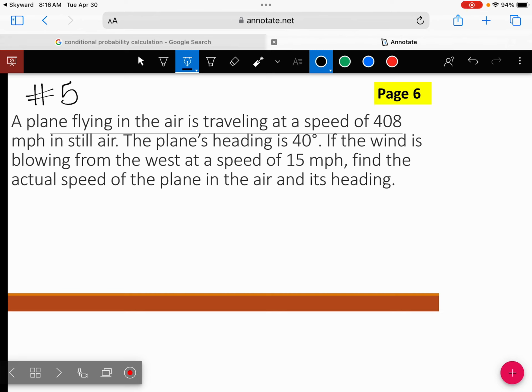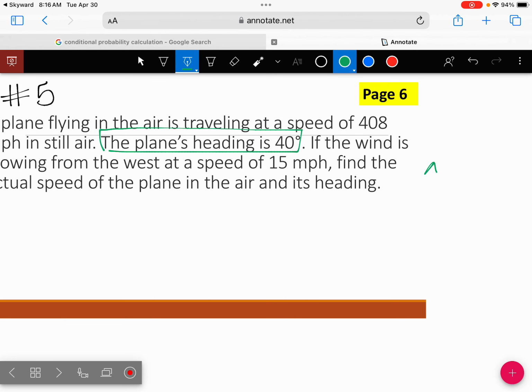I'll think about it. Okay, so a plane flying in the air is traveling at a speed of 408 and the plane's heading is 40. All right, so I'm gonna stop right there because that gave me the heading. I need to know the direction. So when we're talking about an angle, heading, this is 40, but I need to know this angle here.